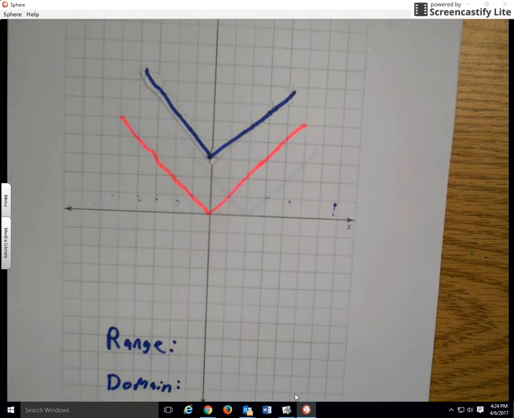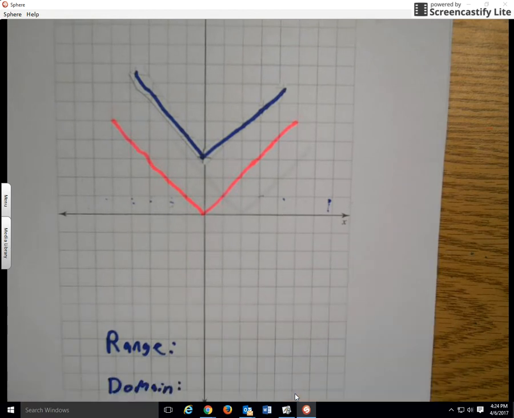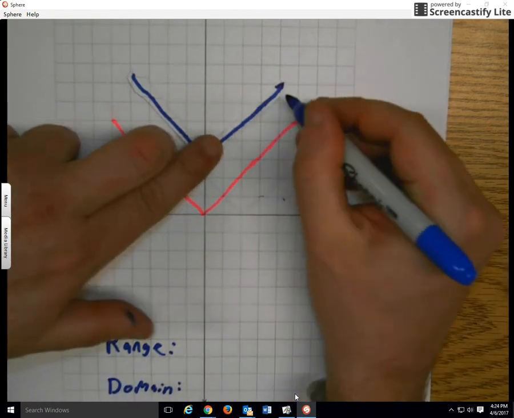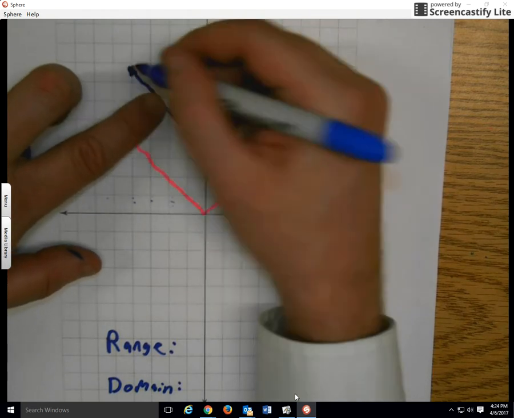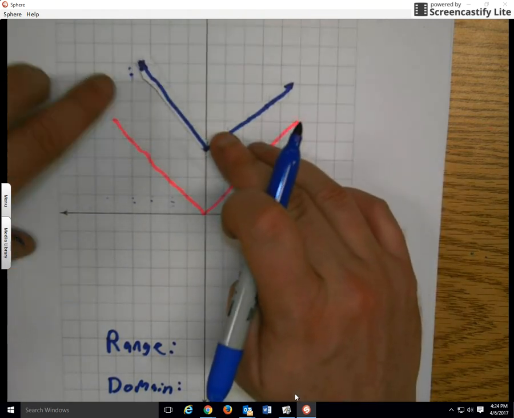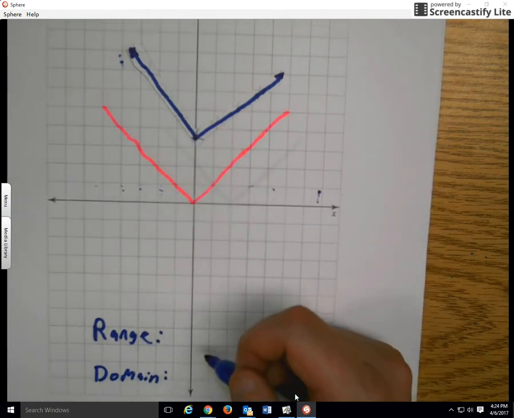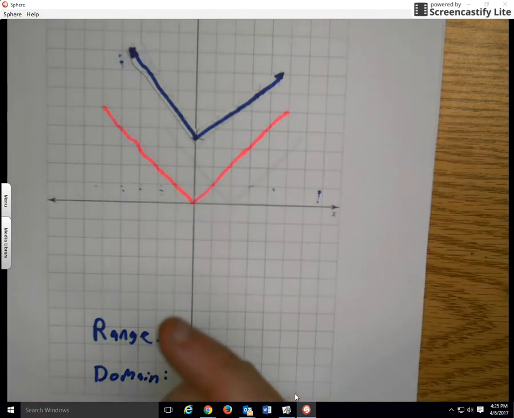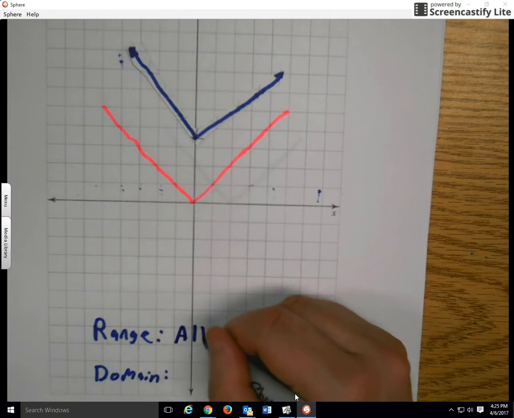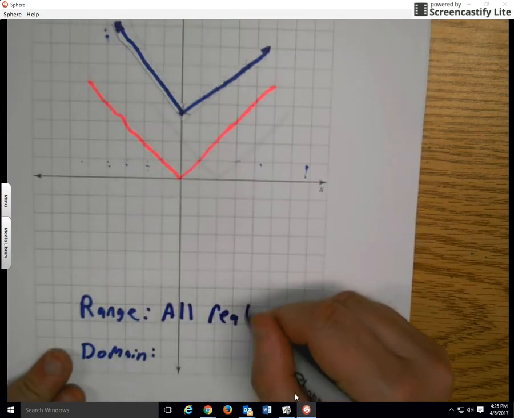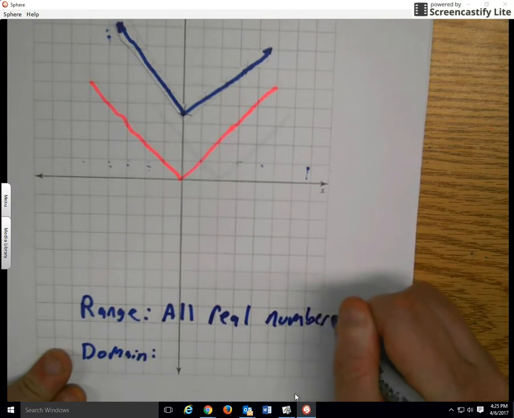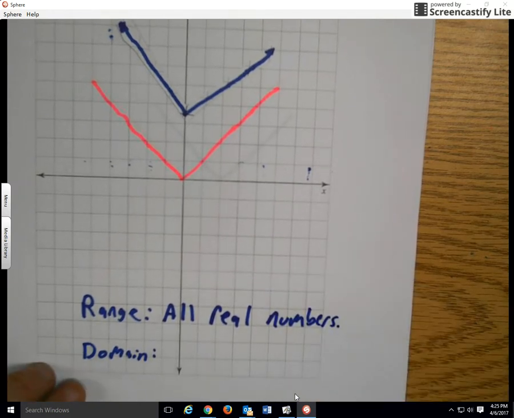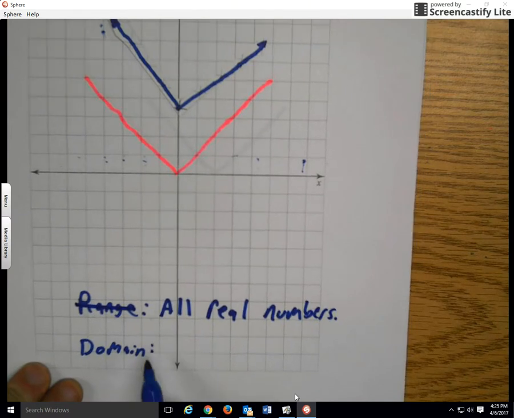Well, the domain, these actually go on forever. I should actually have put little arrows at the end, right? So the domain goes on. I can put them on there. There's arrows on there. It indicates that they're going on forever, which means the domain is all these numbers. So the x value is all real numbers. And that would be the domain, actually, is all real numbers, the x value.